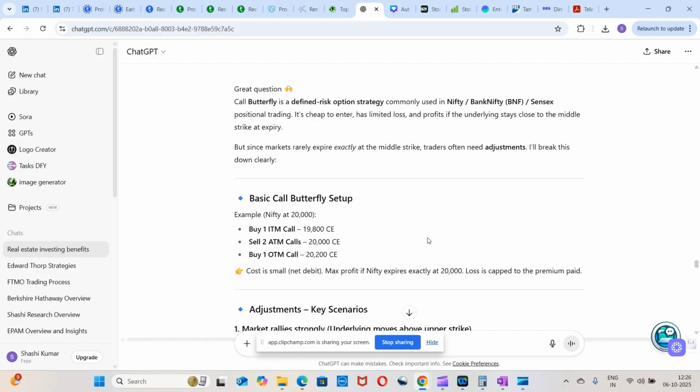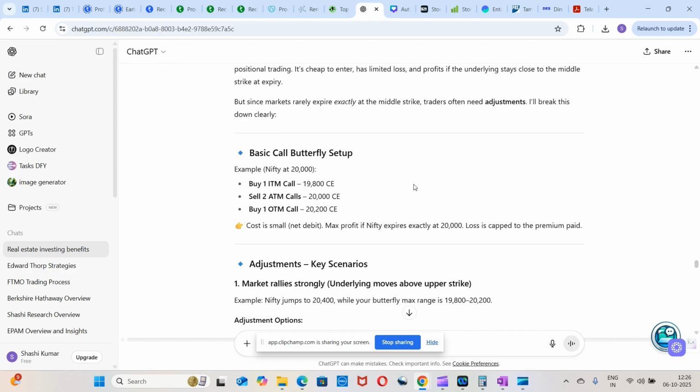So this is the basic call butterfly setup. If Nifty spot is 20,000, then you sell two ATM calls, so you're basically selling two 20,000 Cs. Then you are buying one ITM call at 19,800 C, and one OTM call at 20,200 C. So you're selling two ATM calls, buying one ITM call and one OTM call. The cost is small here, a net debit, and max profit is there if Nifty expires exactly at 20,000. Loss is capped to the premium paid. So that's the beauty of this strategy.